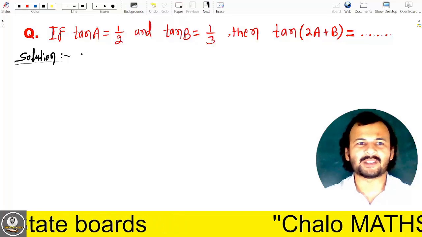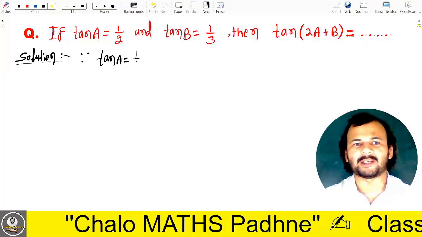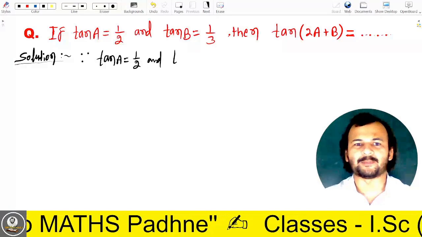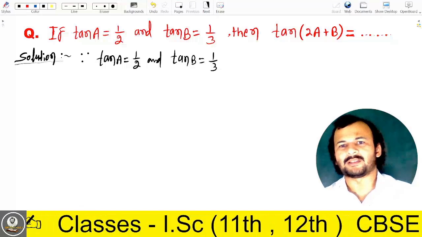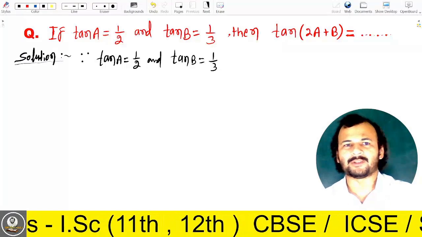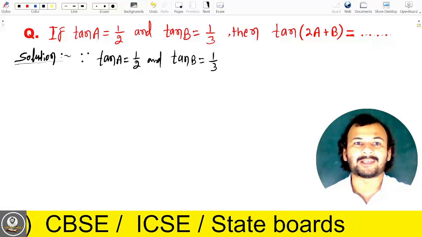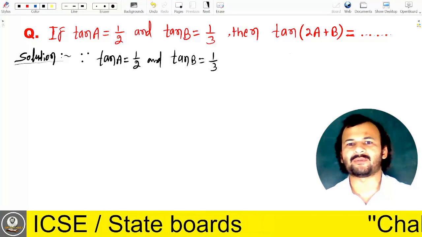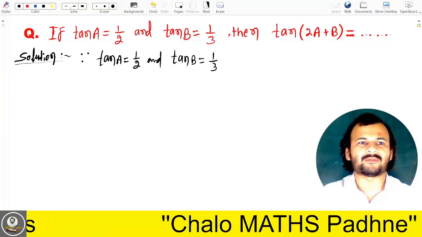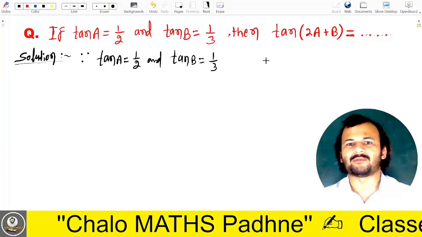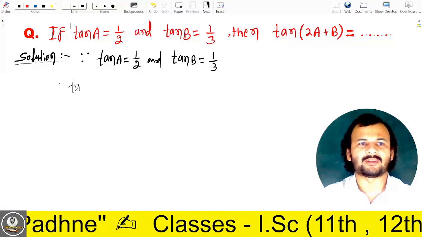Since tan A is given as 1/2, and tan B is also given as 1/3. If we use the formula for tan(A + B), then we need tan 2A, right? So first we should find tan 2A. So first we find tan 2A.